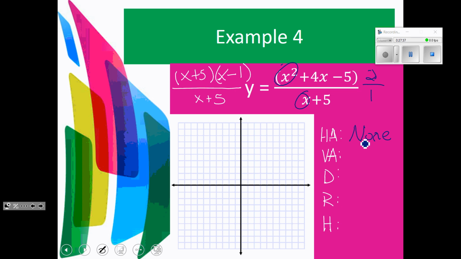Okay. Let's look at our vertical asymptote. It's what makes the denominator undefined. What makes it equal to 0? So x cannot be -5. Now, my question is, is that a vertical asymptote or is that a hole? This one is a hole, and the difference is when you factor this, these could cancel. Because these cancel, that makes x equals -5 a hole. Okay, meaning it's not a vertical asymptote. It would make it a hole.